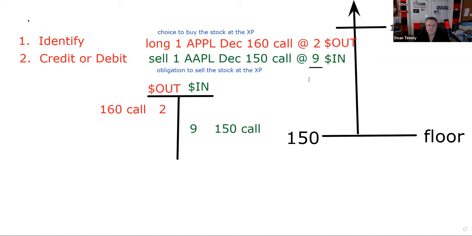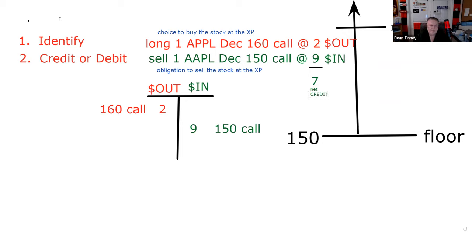So we're going to remind ourselves that we're looking at this credit spread and the net credit is 7. We're just going to put that there just to remind ourselves that we've already done that and we've got our net credit of 7. Now, once you get the credit, you can rock and roll.